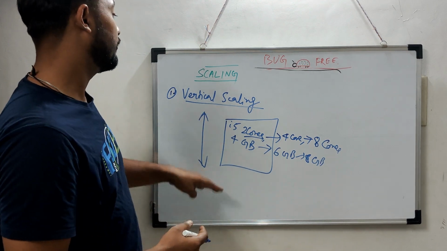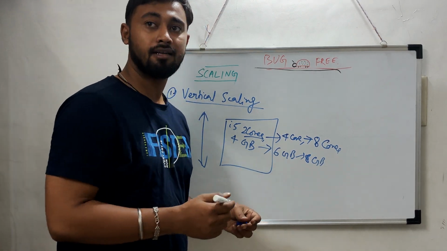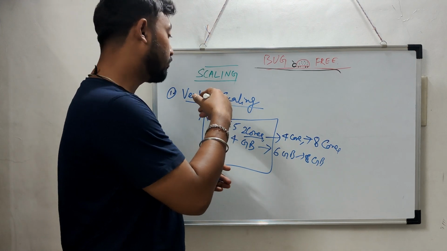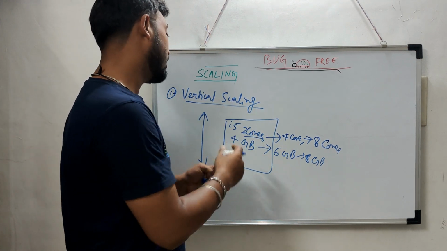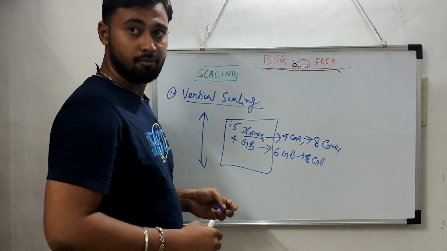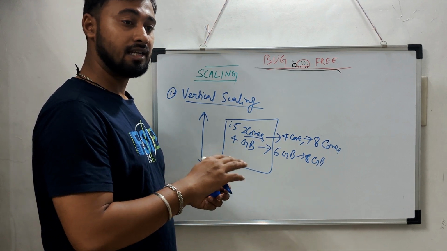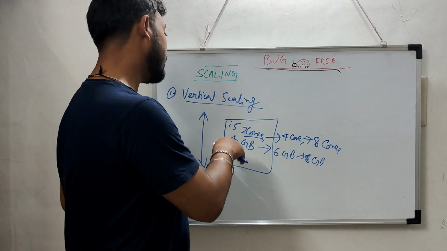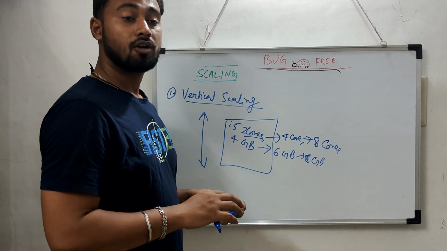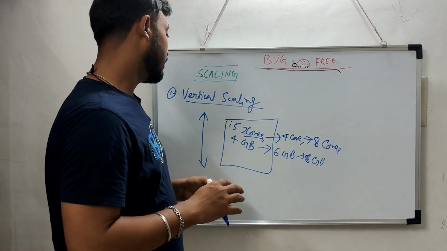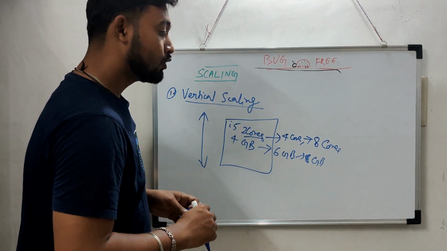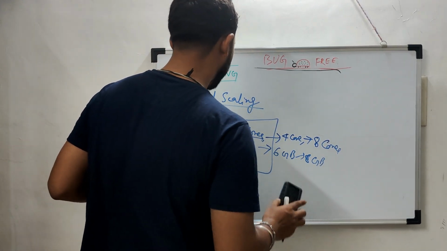But there is a limitation here. Vertical scaling has a limited amount of computation power. There is a limitation to the cores, processing, or memory that you are adding, on how much you can add. Also, when you are doing vertical scaling, the overall cost is very high. So it is generally not preferred much.